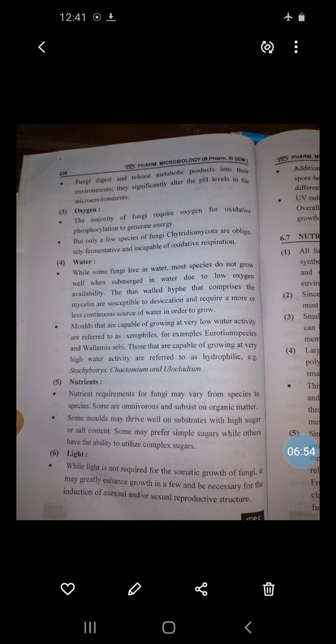Next, the fungi digest and release metabolic products into their environments. They significantly alter the pH level in the microenvironment.